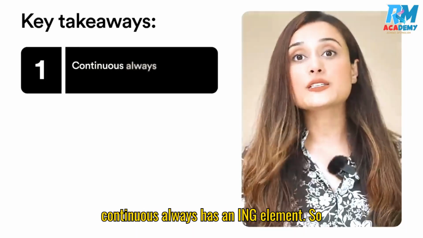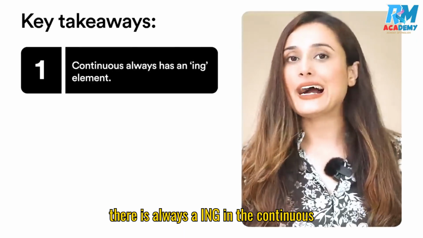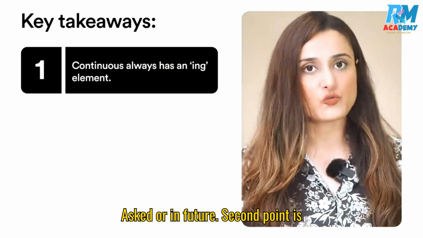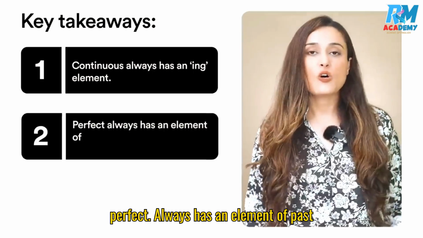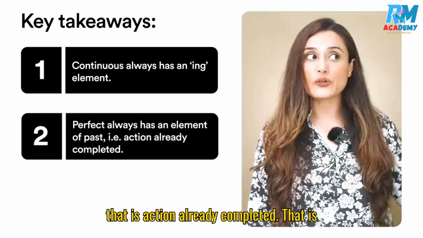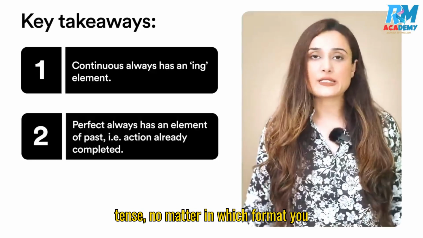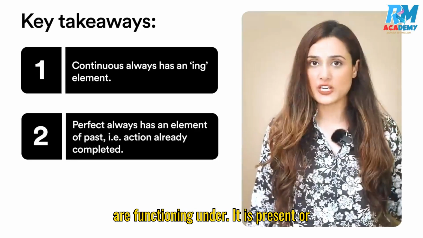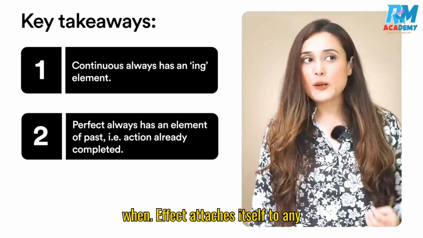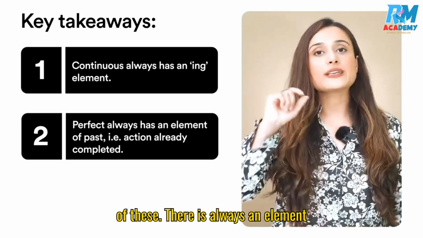First, continuous always has an ing element. So there is always ing in the continuous tense, no matter whether it is in present, past or future. Second point is perfect always has an element of past, that is, action already completed. That element is present in perfect tense no matter which format you are functioning under, present, future or past. When perfect attaches itself to any of these, there is always an element of past.